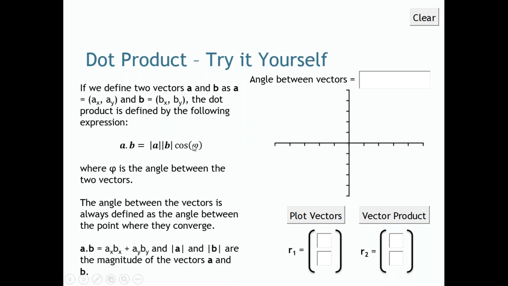Now the angle between two vectors is always defined as the angle between the points where they converge. So A dot B will give us AX BX plus AY BY, and magnitude A and magnitude B are the magnitudes of the vectors A and B.